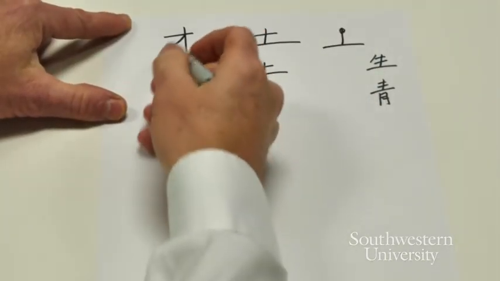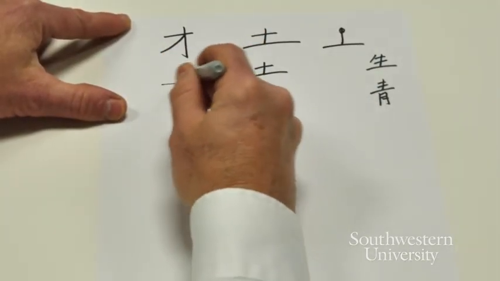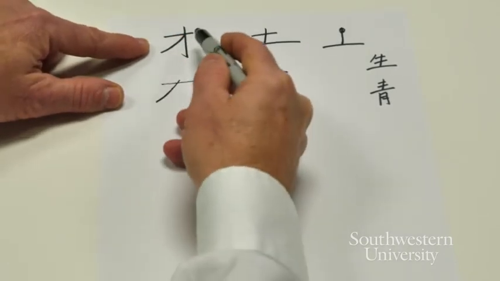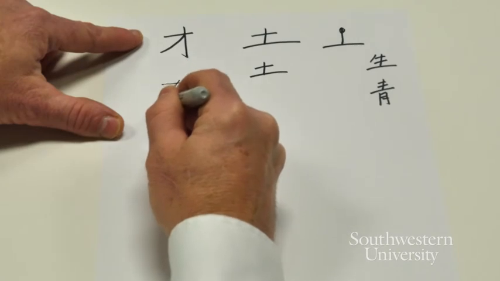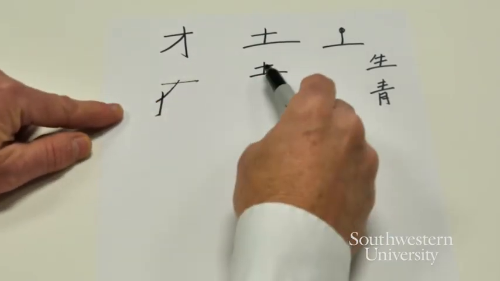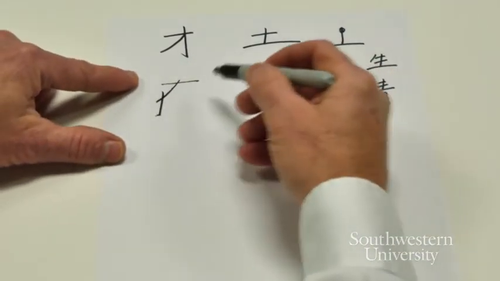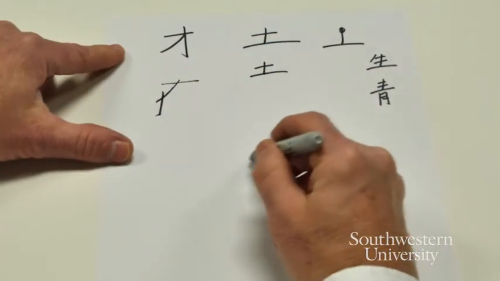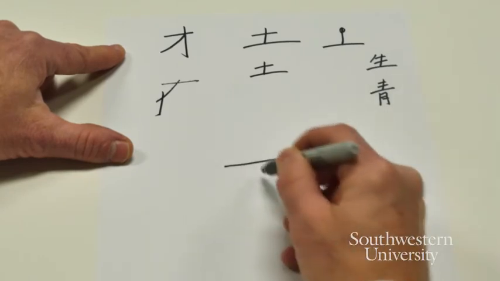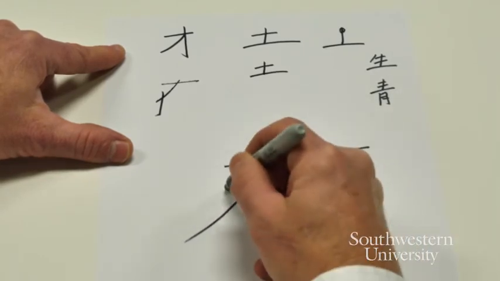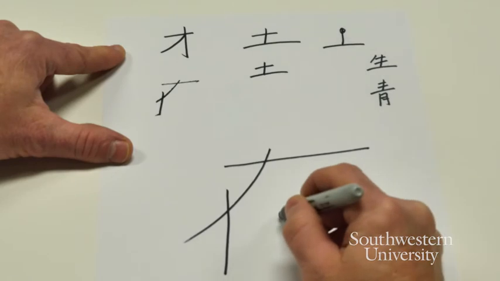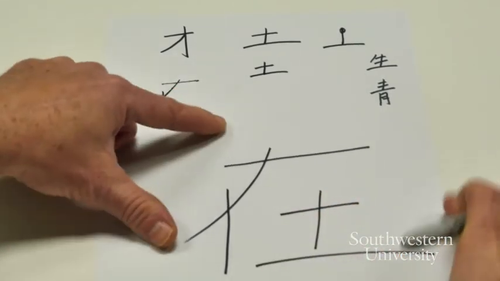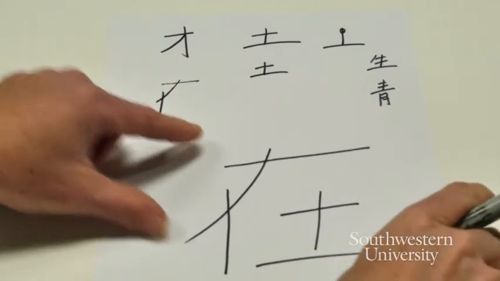Now the cai is just phonetic, and you'll see that the strokes have been moved in an interesting way so this can fit underneath it. So when you write zai, you need to remember you've got this shu on the left side. Heng, pie, shu. Heng, shu. Heng, zai, to be at a location. Zai.